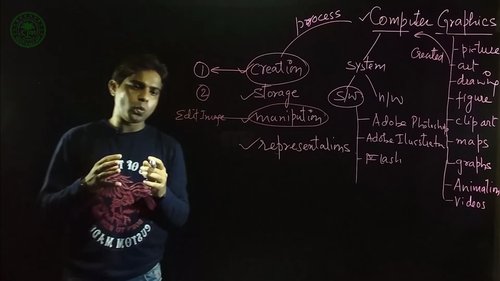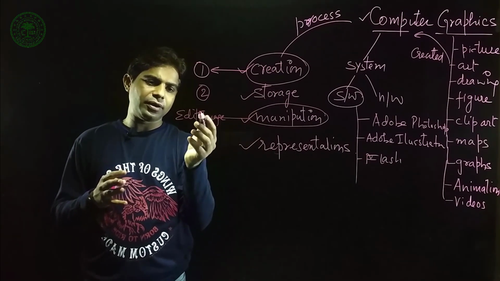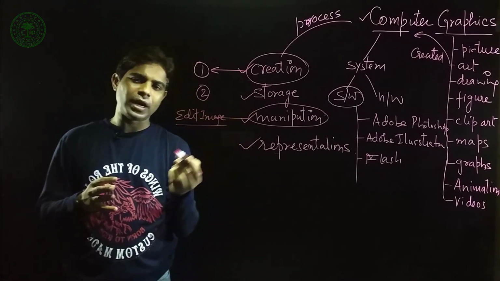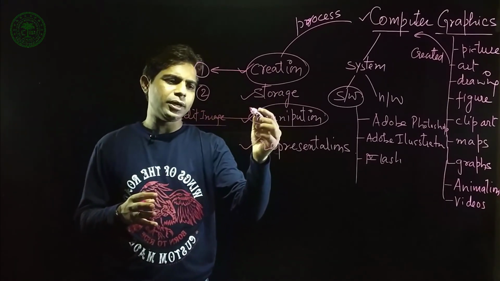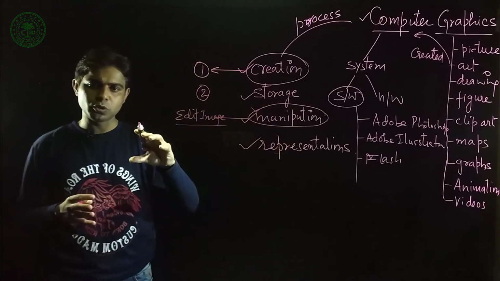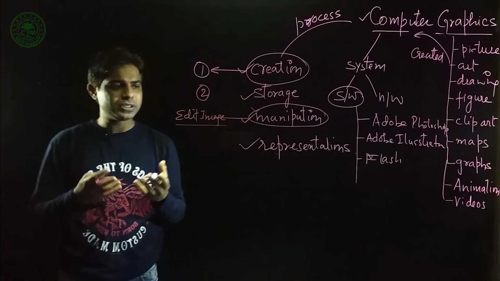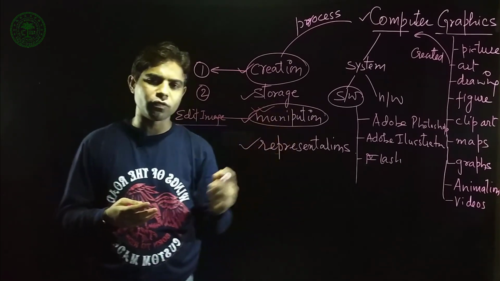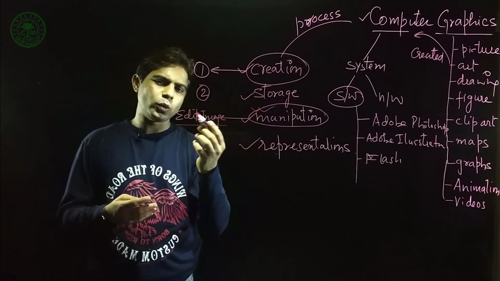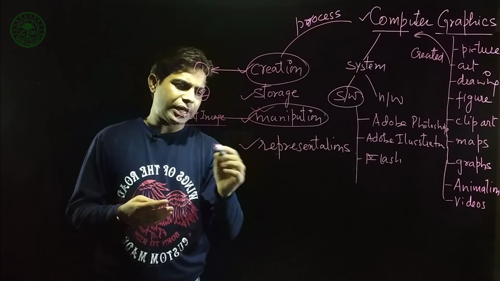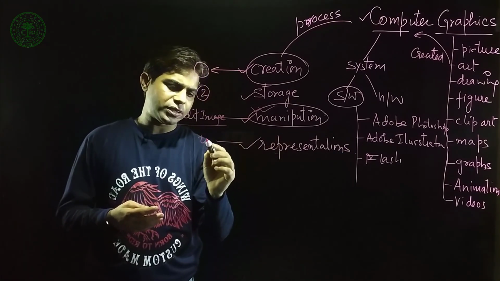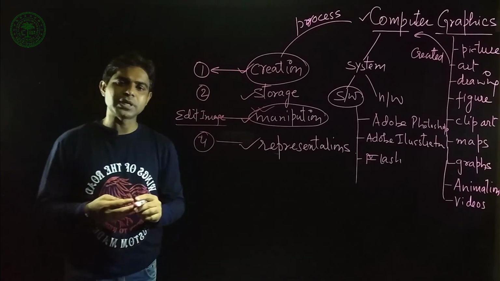Okay, so if you do the modification or edit in your image, that will be called the manipulation. Or if you rotate that image, or scale up that image, this is the manipulation part of your image, when you edit your image. Then after that there is a fourth phase, that is the representation.